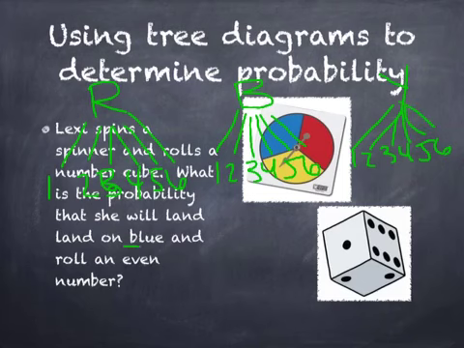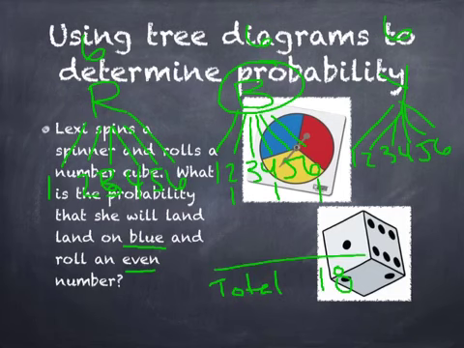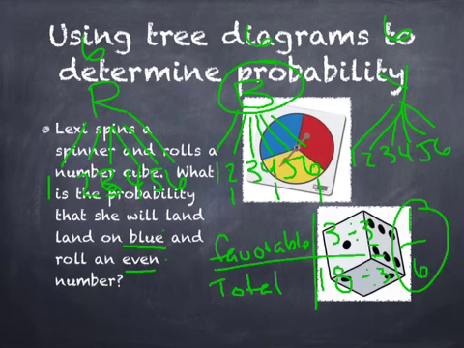Okay, so we want to know the probability of landing on blue and rolling an even. So here's landing on blue, and our even numbers are 2, 4, and 6. Our total number of outcomes, we have 6 here, 6 here, and 6 here. So our total outcomes are 18, and our favorable, being the blue and even, are 1, 2, 3. There are 3 favorable. So we're looking at 3/18ths. And if we simplify that down, we divide each side by 3, that gives us 1/6. So there's a 1 in 6 chance of landing on blue and rolling an even number.